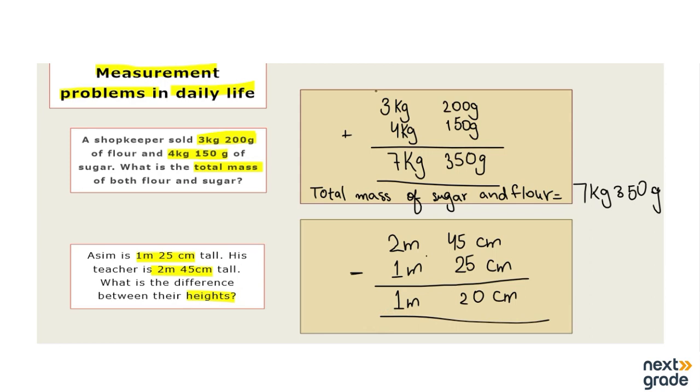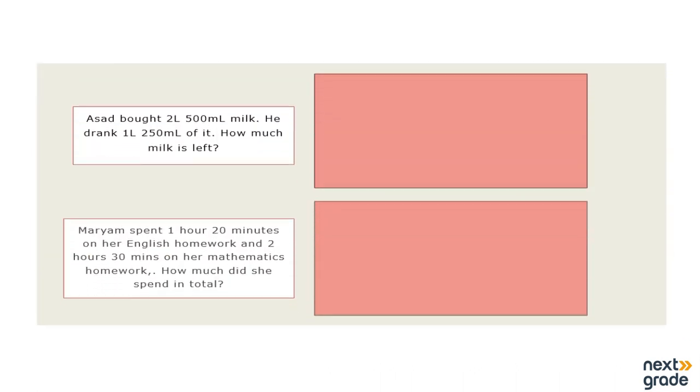Alright, so we're gonna write that the difference between their heights are 1 meter and 20 centimeter. Okay? So let's move on to the next slide and practice some more questions.